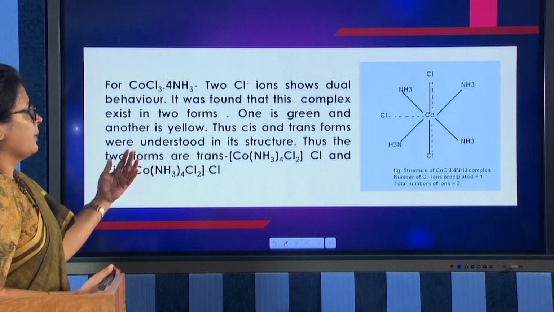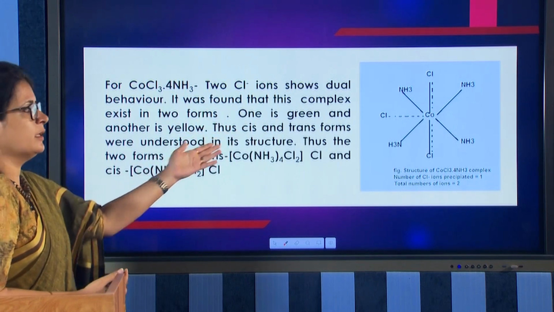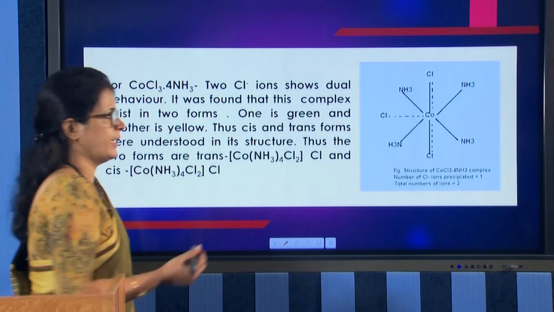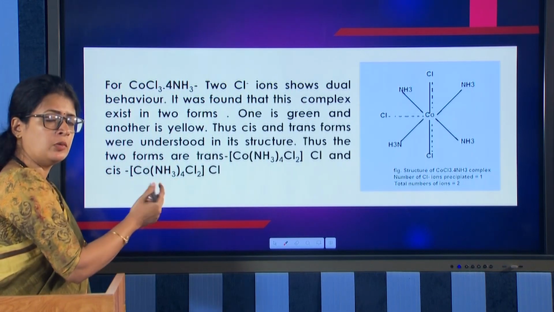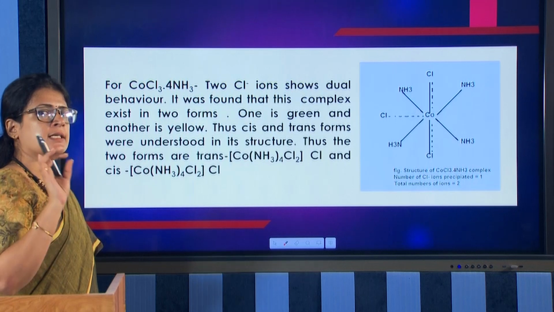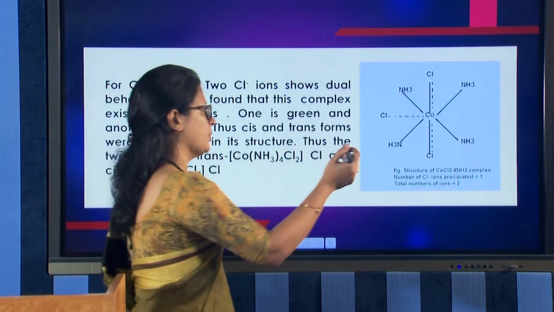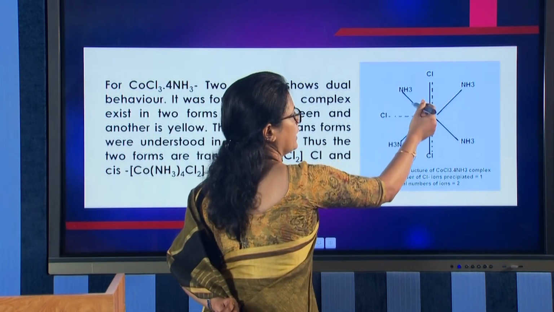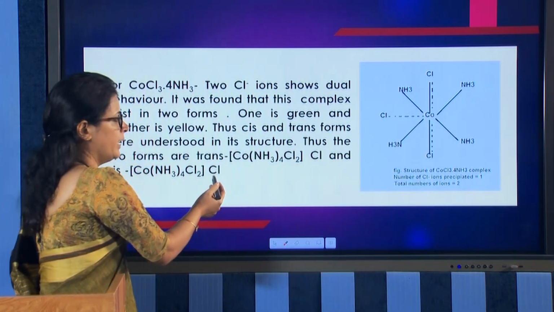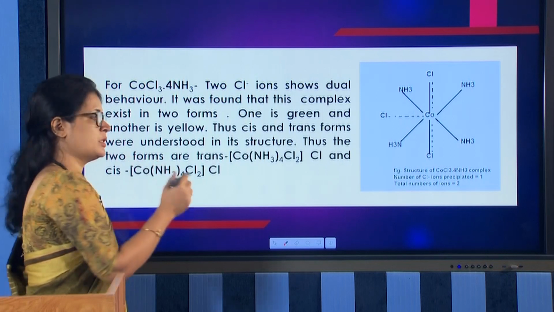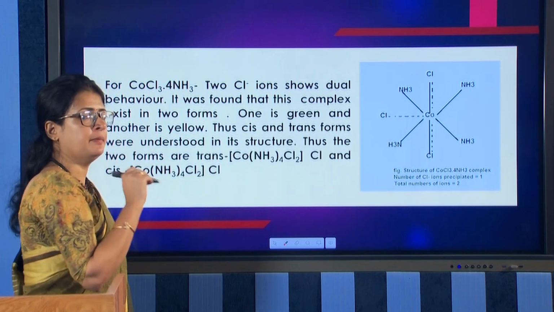And you can represent the structure like this. The structure he represented was like this. How many ammonia molecules are there? 4 ammonia molecules. They are merely acting as the secondary valencies only. That is why it is represented by the solid lines 1, 2, 3 and 4. And how many chloride ions are there outside the coordination sphere or are acting as a primary valency?